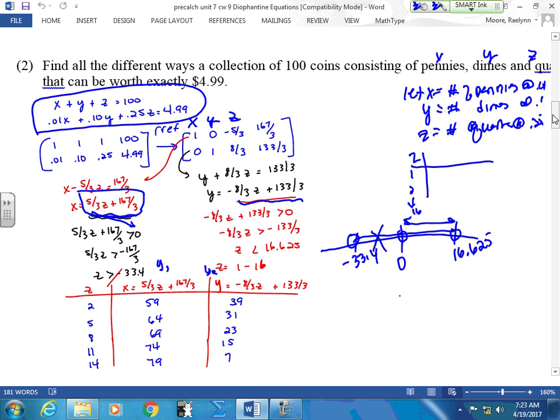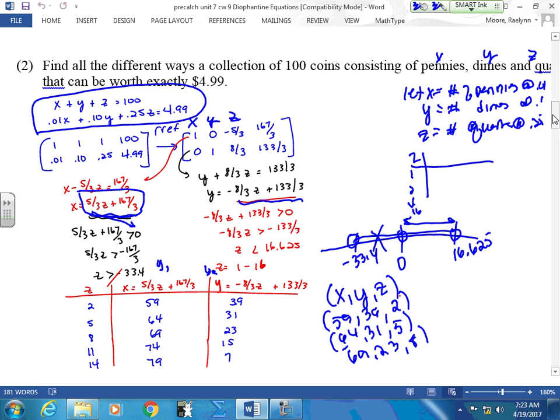And then just write them. It's probably right under this. X, Y, Z. Remember, this is your X. So it's going to say 59, 39, 2. 64, 31, 5. 69, 23, 8. 74, 15, 11. It's got to go by your let's statement here. These are the possible solutions.